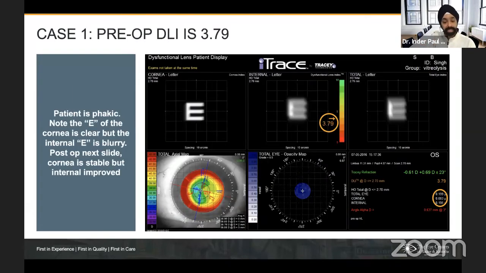And so what we did is a study that we also presented at ASCRS, showing that we can look at the improvement in internal quality of optics pre and post floater treatment for those patients who had amorphous clouds in the middle of the vitreous.